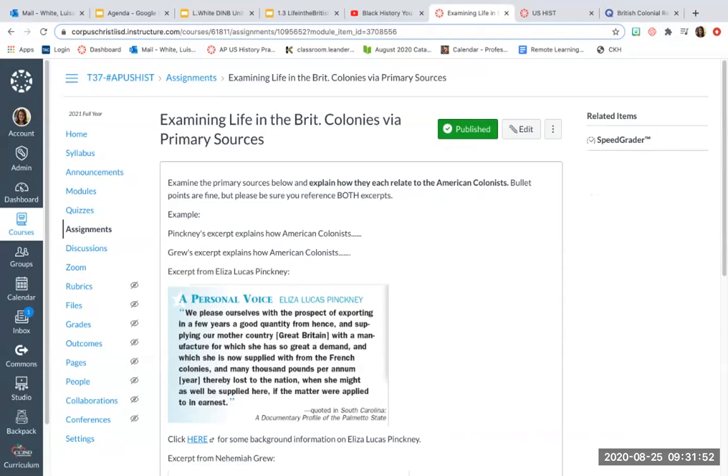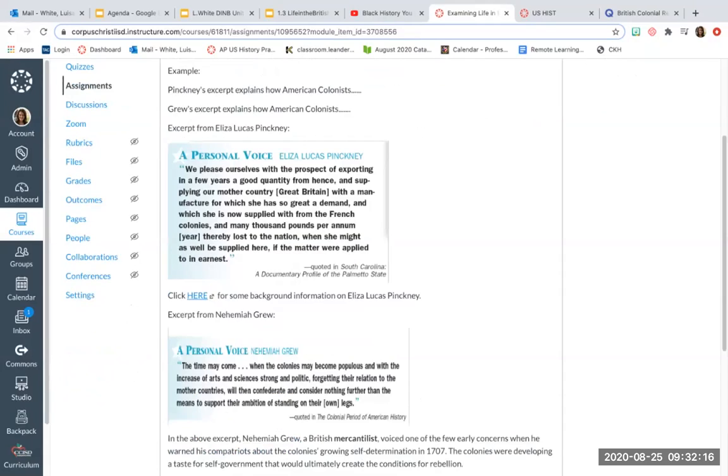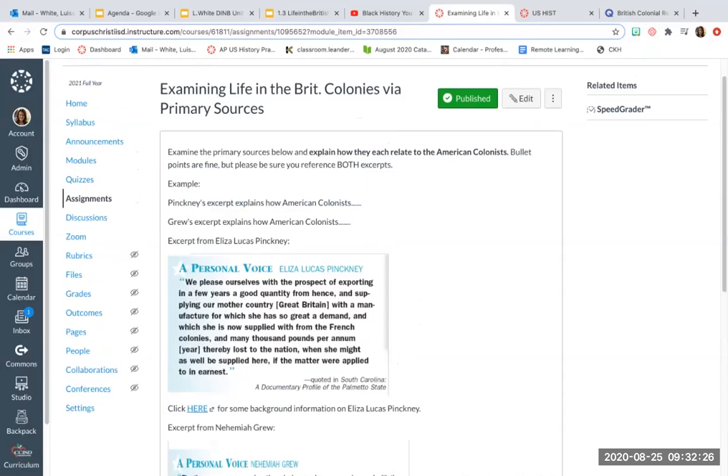So it says examine the primary resources below, explain how they relate to the American colonists. You can give me bullet points, that's fine. But just please be sure that you reference both excerpts. So I gave you an example. You can tell me Pinckney's excerpt explains how American colonists, and then fill in the blank, finish that sentence out, give me some more information. So this is that excerpt from Eliza Lucas Pinckney. And then the second one is from Nehemiah Grew. So Grew's excerpt explains how American colonists did what, right? Explain how each of these quotes relate to the American colonists.